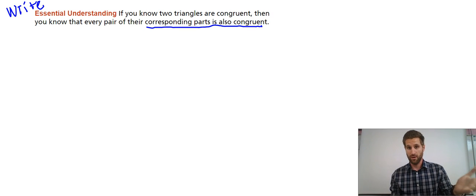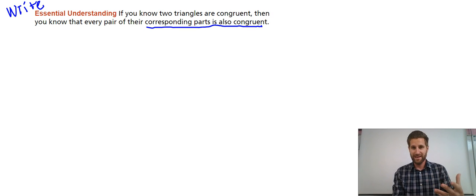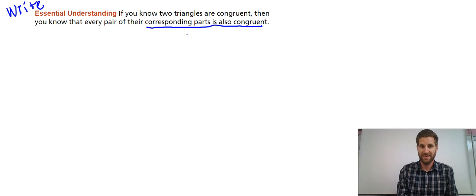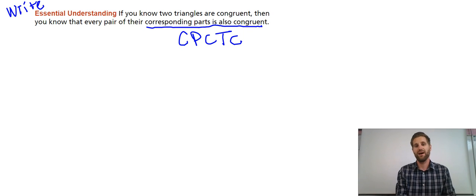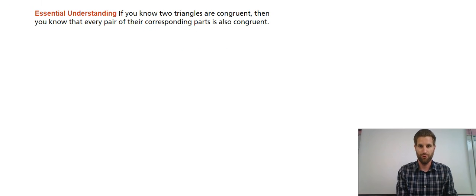So we're going to take a look at what this looks like. But for ease, we actually call this CPCTC. So make sure you write that down. It stands for corresponding parts in congruent triangles are congruent. Kind of a mouthful. But again, corresponding parts in congruent triangles are congruent. So this is how we're going to go ahead and use it within a proof. So let's go ahead and look at our first proof right now.